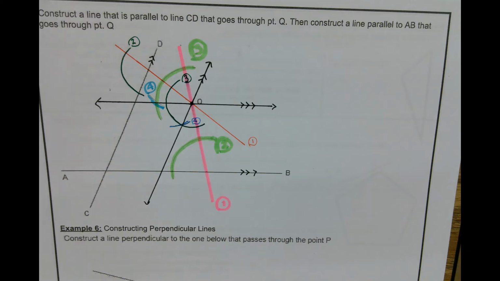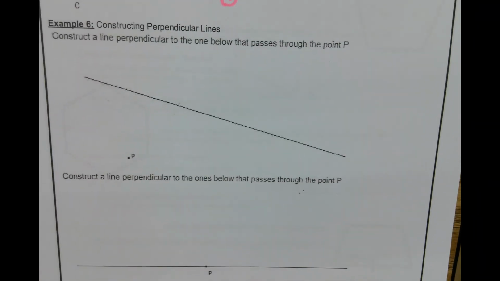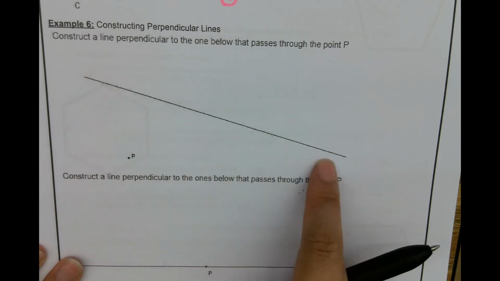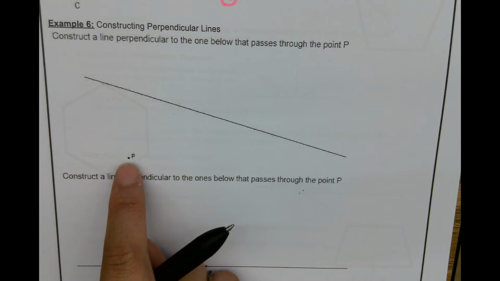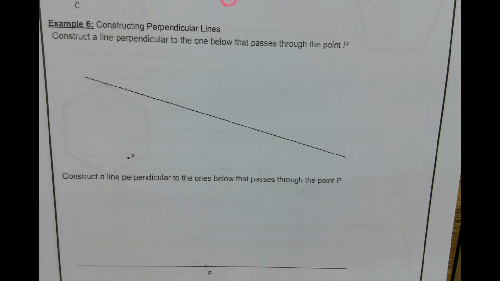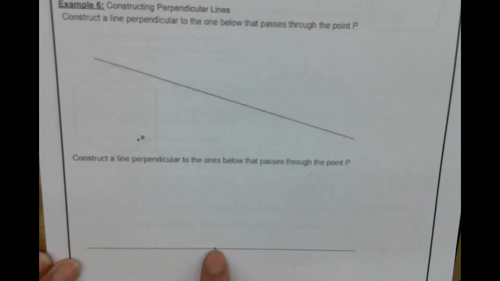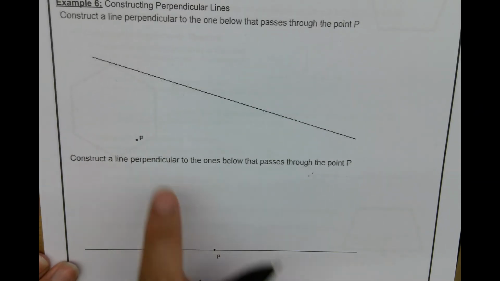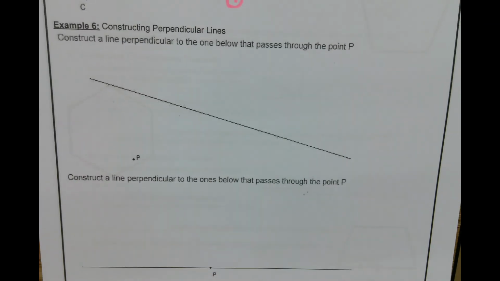Okay, so constructing perpendicular lines, there are 2 options. One is where we want a line perpendicular that passes through a point outside of the line. Okay? The other one is where we're constructing a line perpendicular and we want it to pass through a point that is on the line, right? So this one's outside of the line, this one is on the line. Okay? So let's do the one that's outside of the line first.